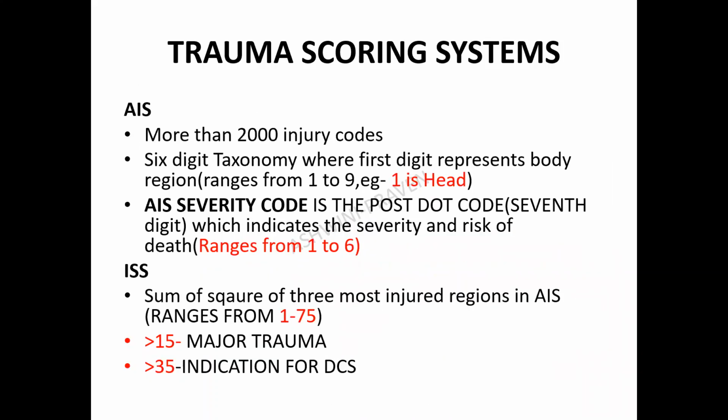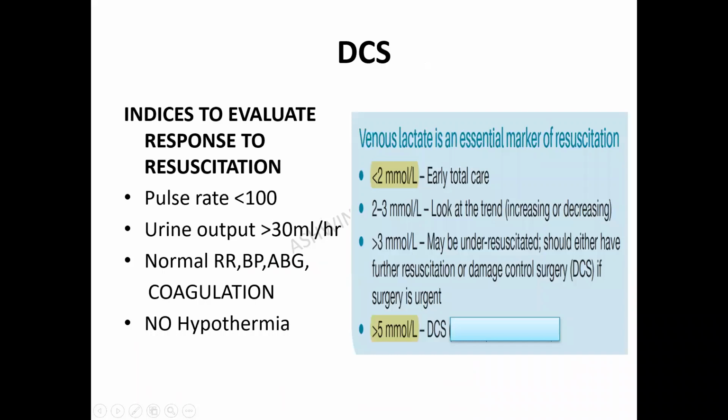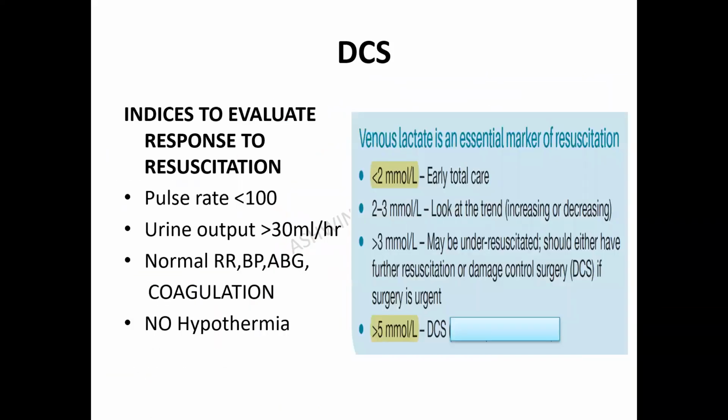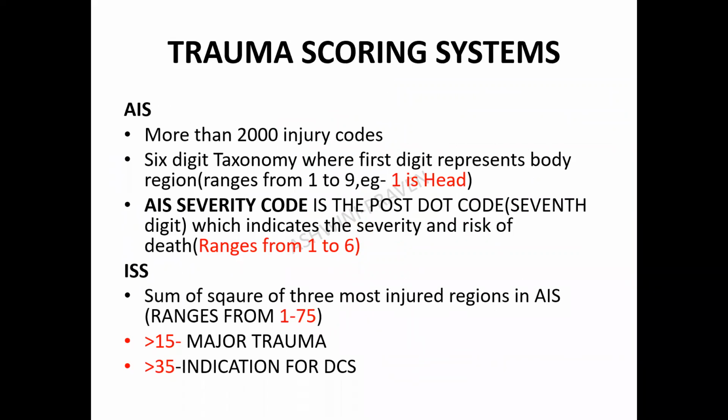So what is injury severity score? Once again, this AIS forms the basis for calculation of most of the other scores as well. Injury severity score is nothing but the sum of squares of the 3 most injured regions in AIS. So this I only told in DCS. Do you remember this slide? Injury severity score more than 36 is a clear-cut indication for DCS, because you can't do a definitive repair with such a severe injury. More than 15 is called major trauma. More than 35 is a clear-cut indication for DCS.